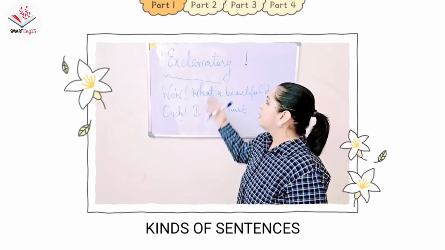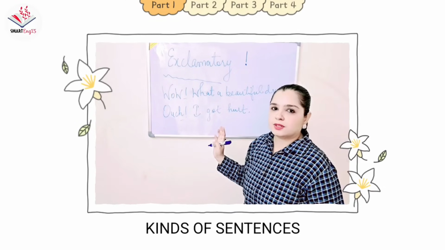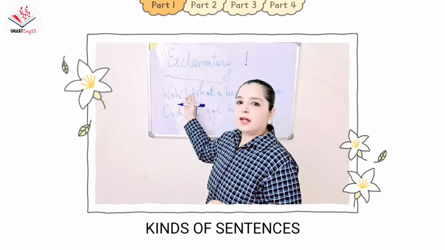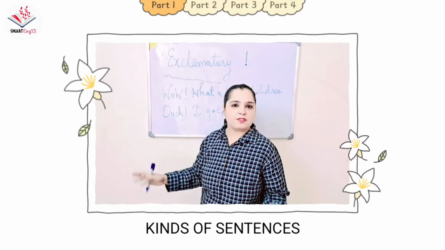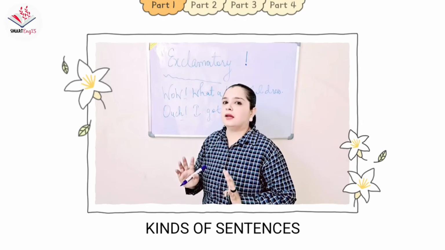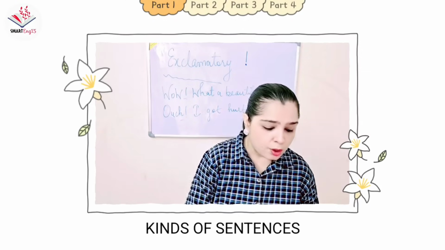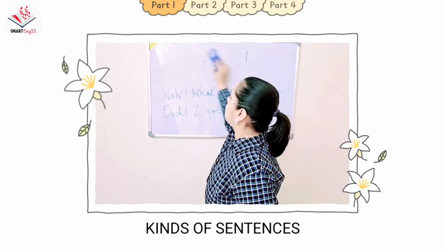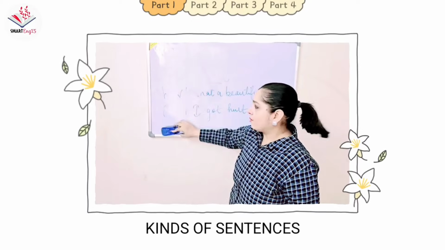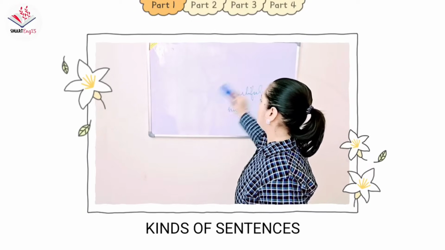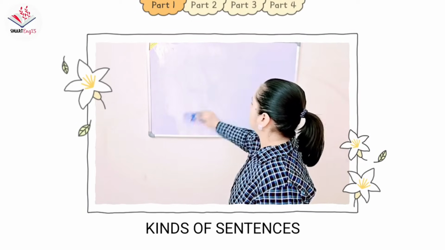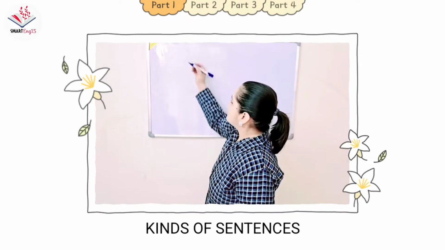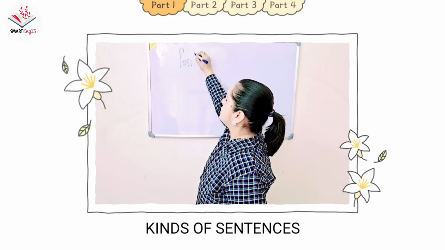So to recognize an exclamatory sentence, you have to do nothing. Just see that if there is an exclamation mark, this is definitely going to be an exclamatory sentence. So these were the 4 kinds of sentences which we generally learn when we learn English grammar. But I want to tell you about one more kind which is very commonly used: the positive and the negative sentences.